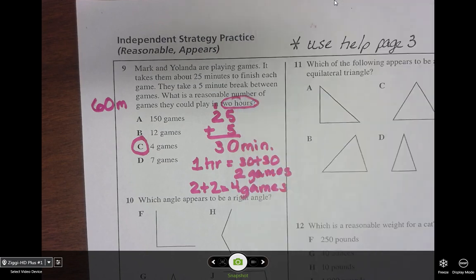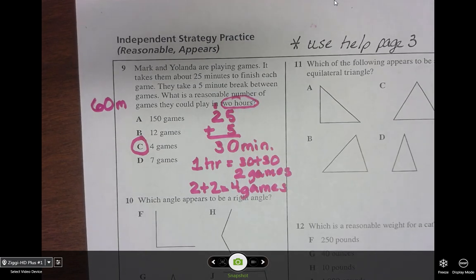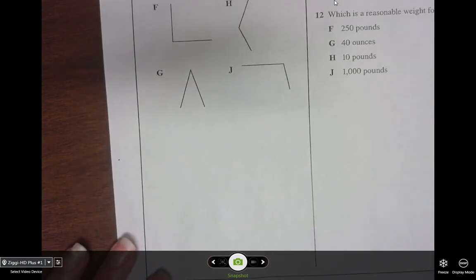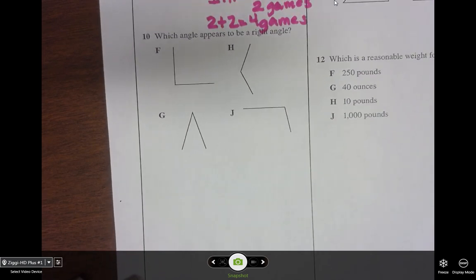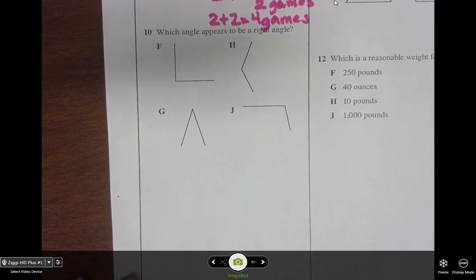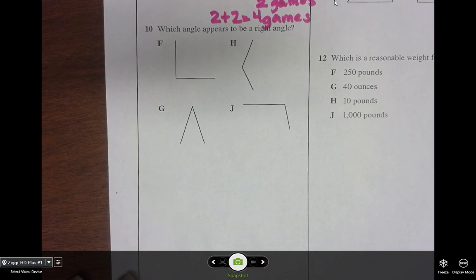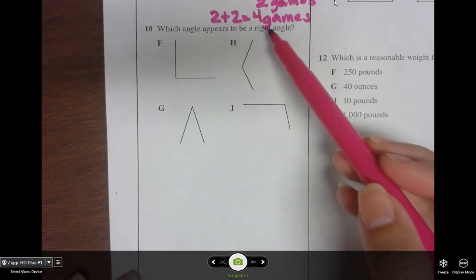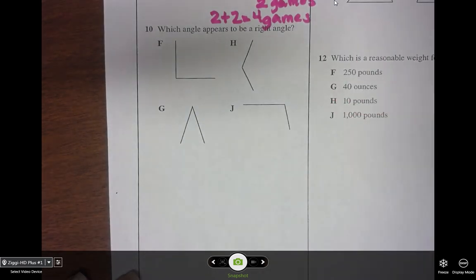That's right. All right, so before we go, Miss Ambrose, can we go over number 10, just a few words to help them with that one? I think we probably could do that. All right, so number 10 wants to know which angle appears to be a right angle. So I'd like to go over our types of angles.